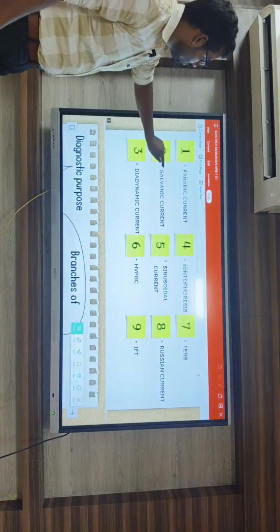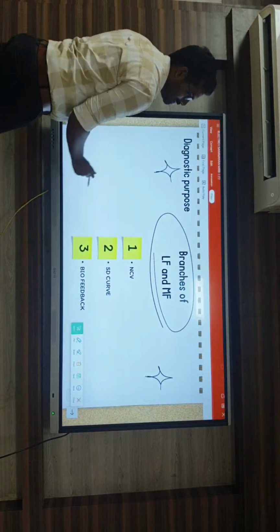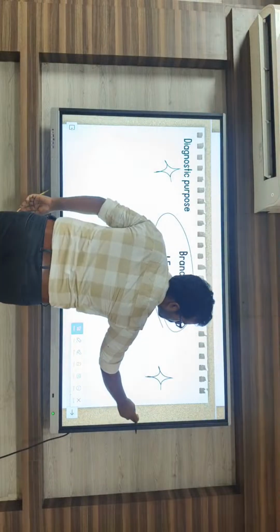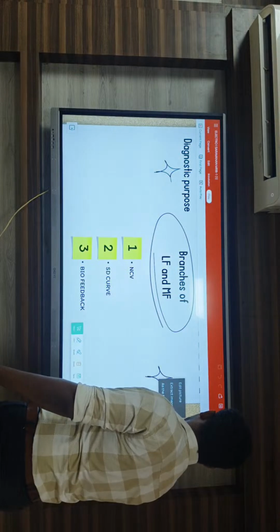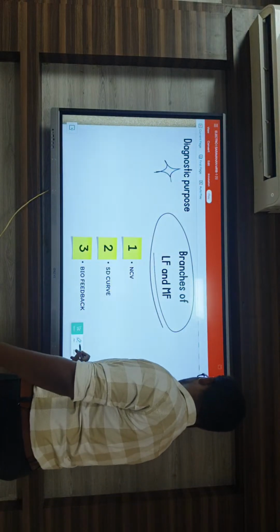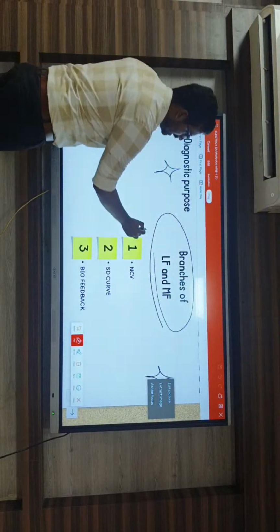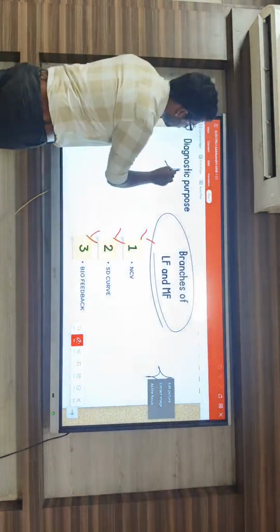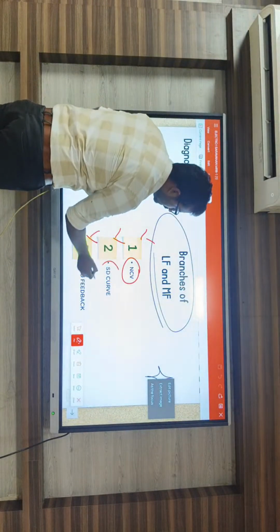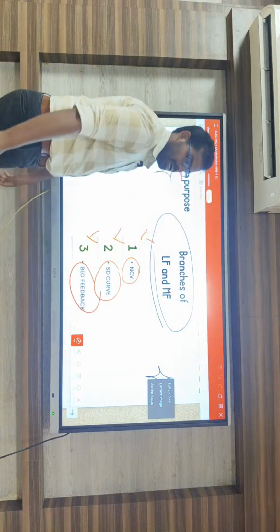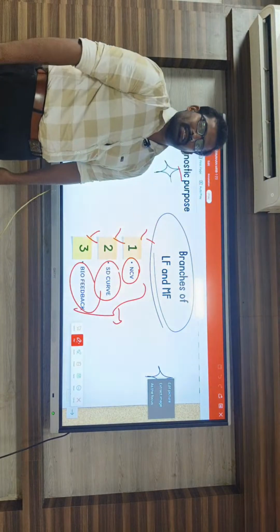Okay, we'll move to the second branch, that is the diagnostic branch. There are three sub parts under the diagnostic part: nerve conduction velocity, strength duration curve, and biofeedback. In these three branches we are going to identify the lesions.